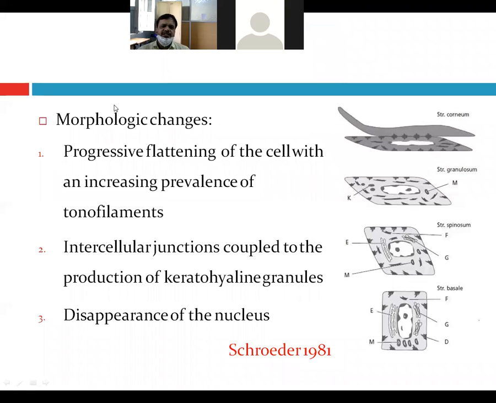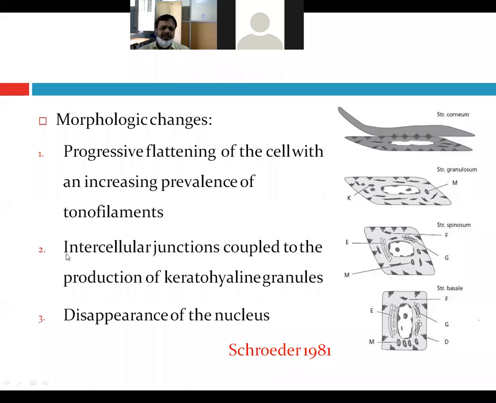The morphological changes that take place during differentiation are progressive flattening of cells with an increasing prevalence of tonofilaments. As the cell migrates from basal layer to superficial layer, there is progressive flattening. As we can see here, at the basal layer the cells are somewhat cuboidal, but as the cell goes from basal layer to superficial layer, that is stratum corneum, the cell gets flattened.